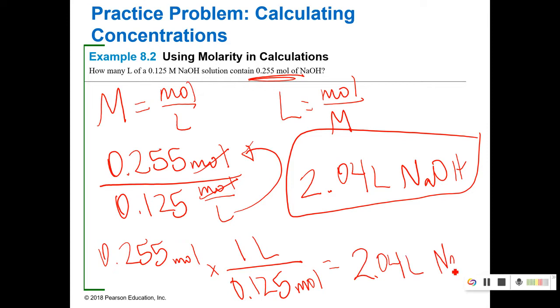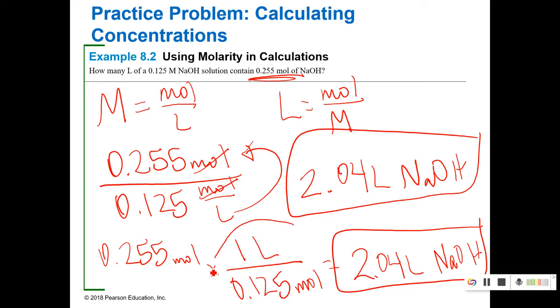So I don't care which way you go. I do need you to know they're the same answer. It's the same process. We did the same math. Okay. I do need you to know this method with the conversion factor is going to be used when we do solution stoichiometry in a few minutes.